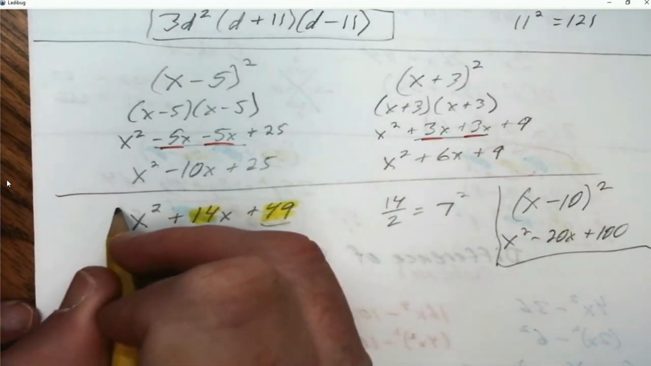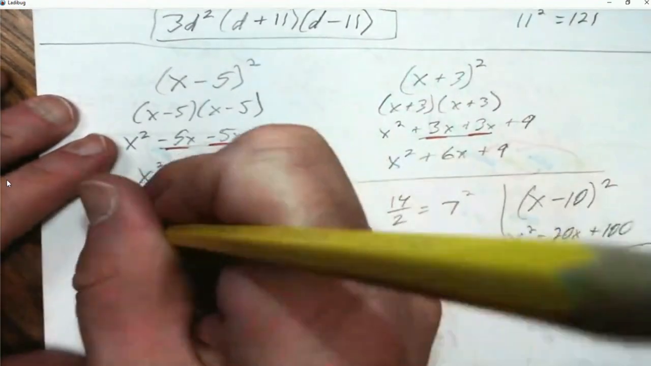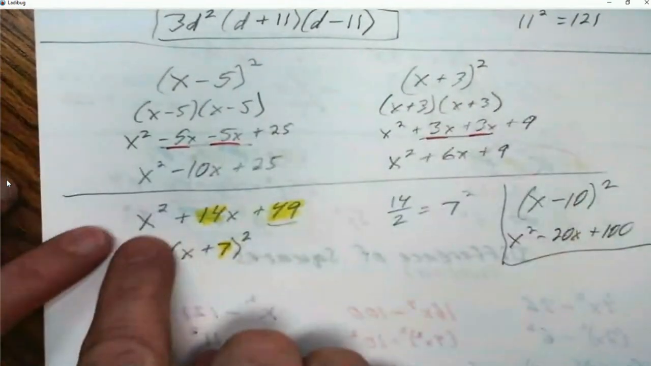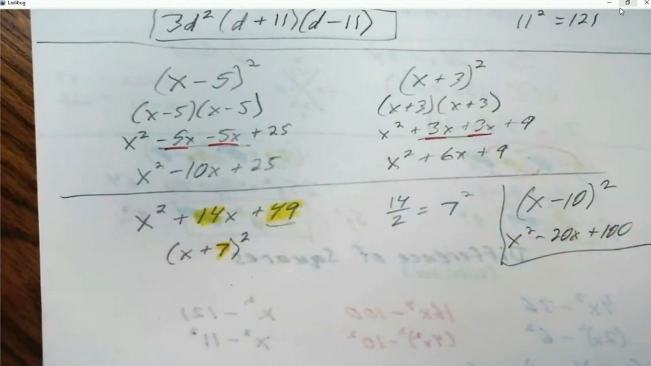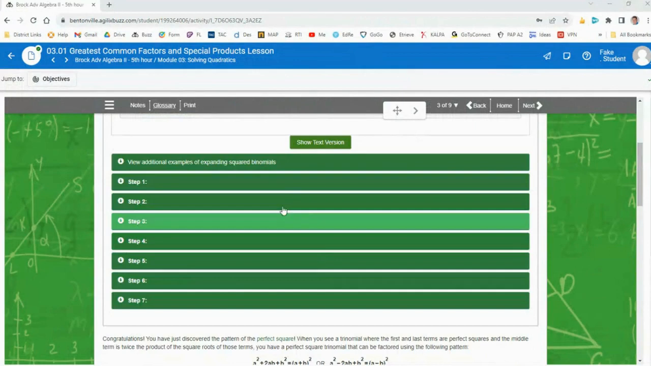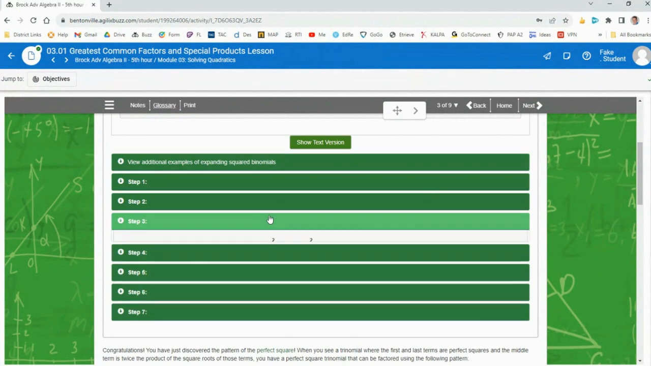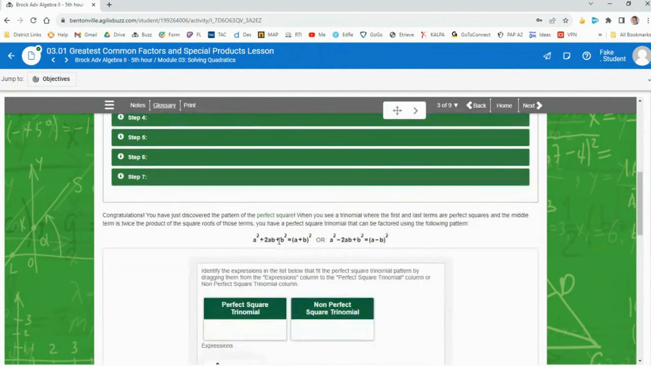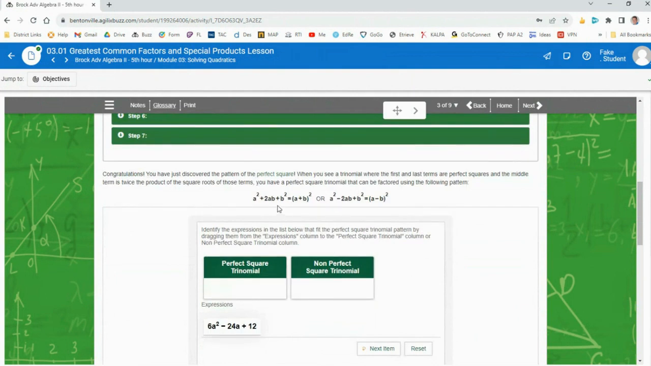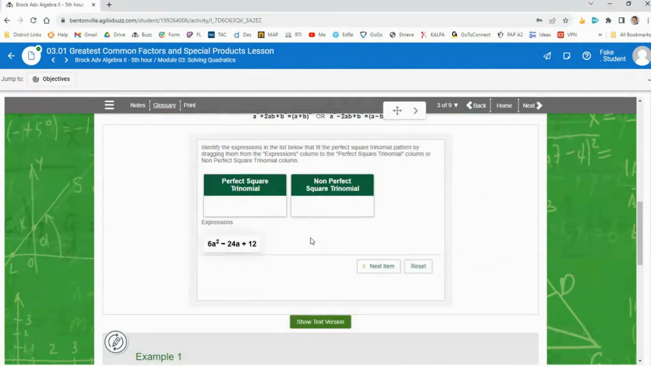With a 4 out there, it might create some problems, so right now let's stick with this: x plus 7. They have several steps looking at that, basically the same thing we just did, just using different problems. You can go through and look at them. But there's a pattern there: a squared plus 2ab plus b squared is a plus b squared. In our case, the a was x and the b was 7. 2 times 7x is 14x.